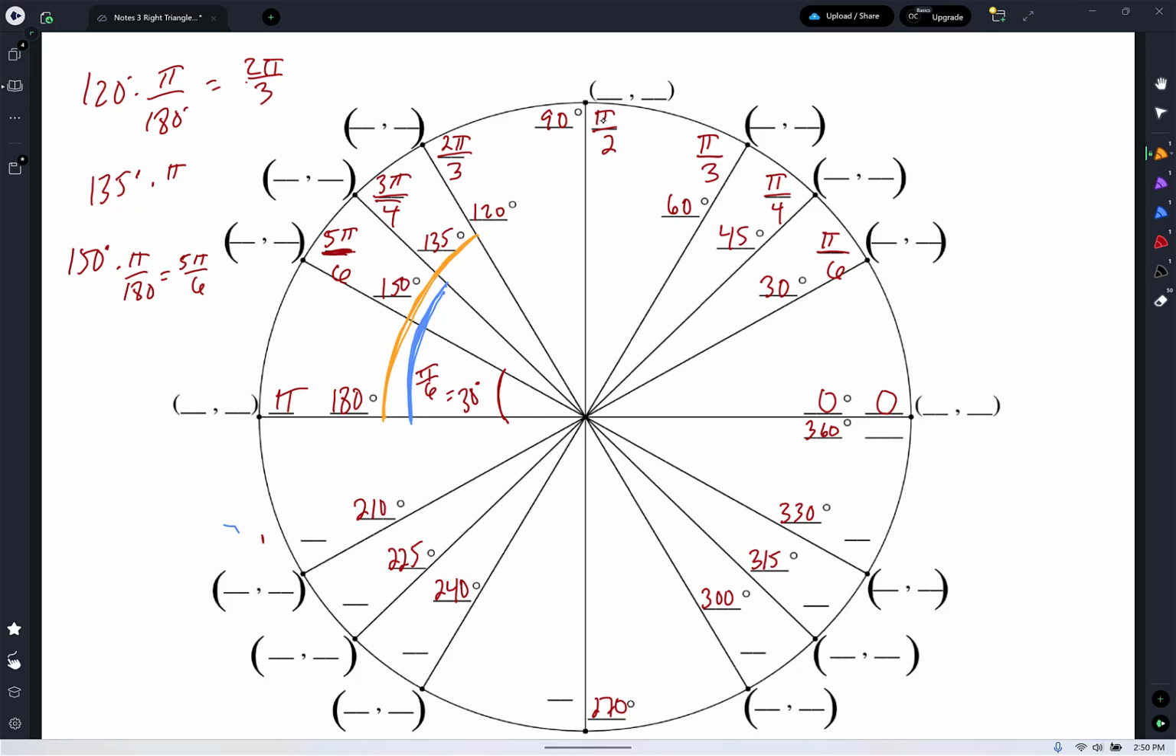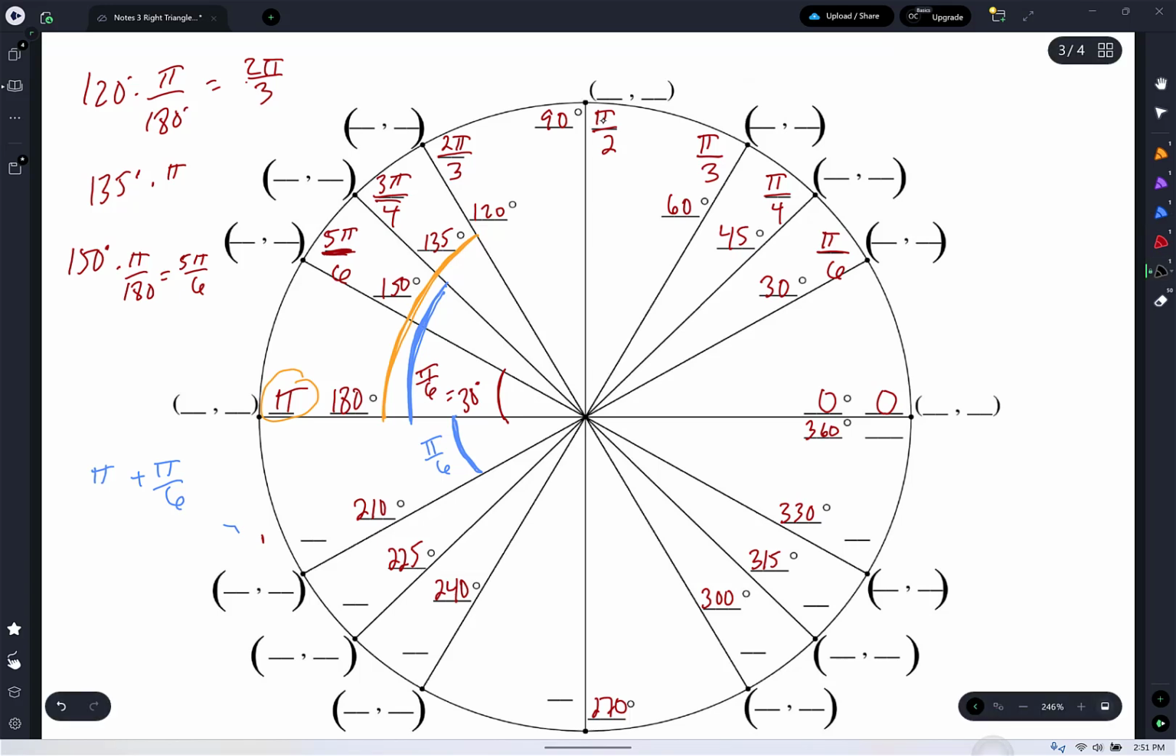Look, I'll draw it for you. Just look up here. Ready? This is pi, right? Do you agree that this distance here, this little gap, is pi over 6? So what is pi plus pi over 6?